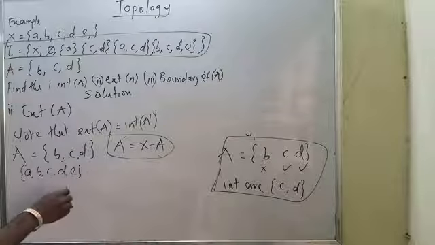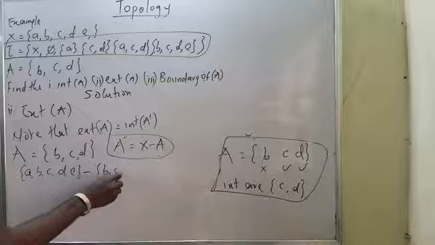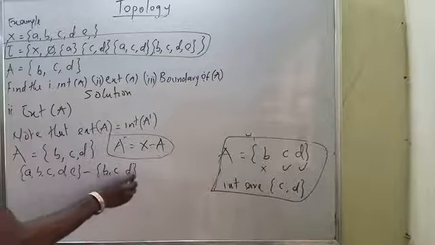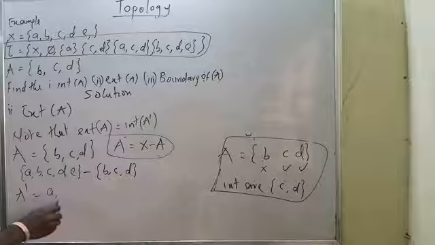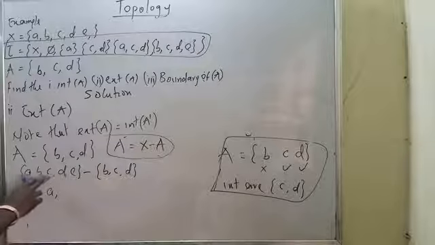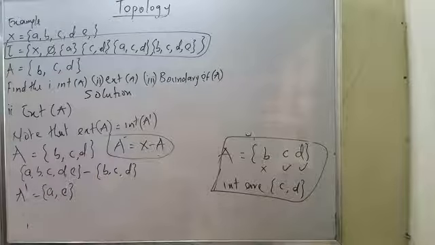Now, minus B, C, D. Now, it means my A prime will be equals to A, B, C, D, E. That is my A prime.